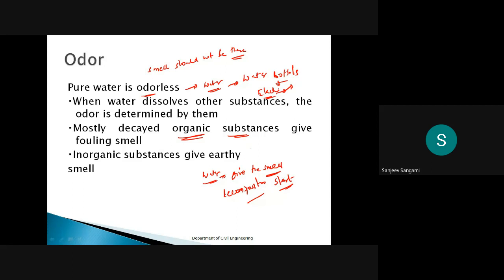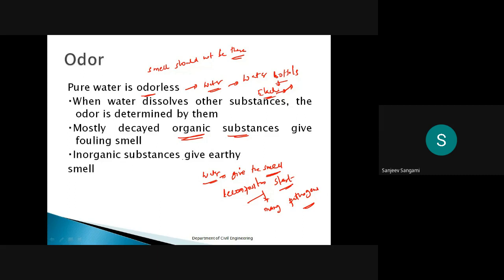That is also not good for health, because once decomposition starts, it consists of many pathogens. For example, in your gutters and some other areas, if you are getting a foul smell, there the decomposition is happening. Then you are not supposed to drink it.